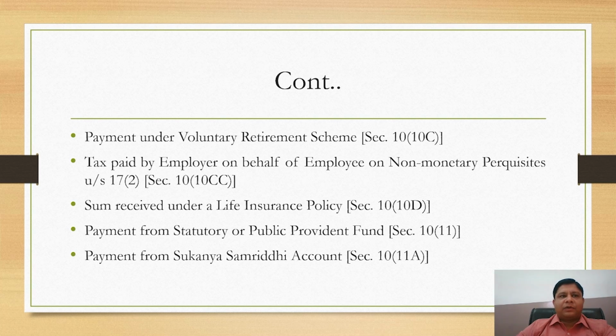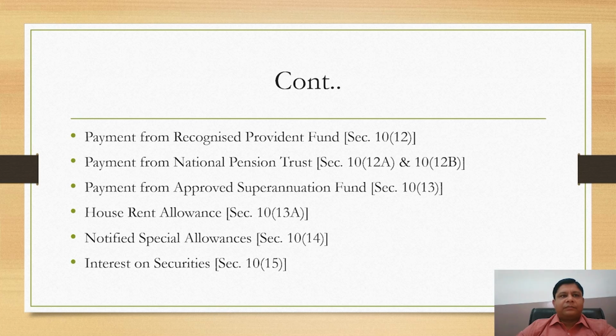Next, payment from statutory or public provident fund. Next, payment from Sukanya Samriddhi account. Next, payment from recognized provident fund. Next, payment from National Pension Trust. It has some explanations for understanding. Any payment from the National Pension System Trust to an assessee on closure of his account or on his opting out of the pension scheme, to the extent it does not exceed 60% of the total amount payable to him at the time of such closure or his opting out of the scheme.